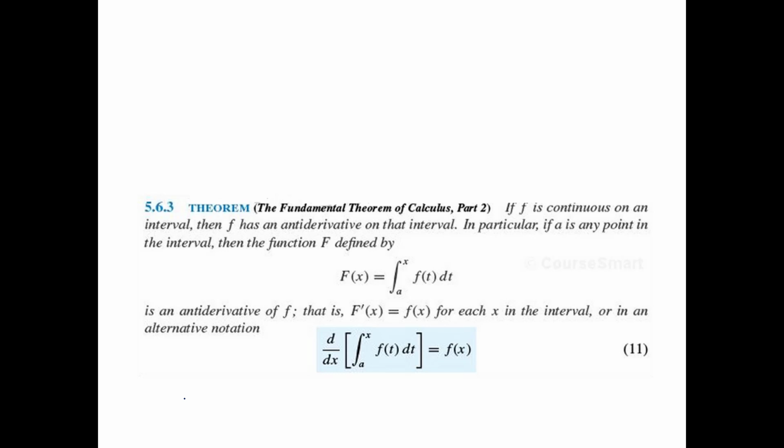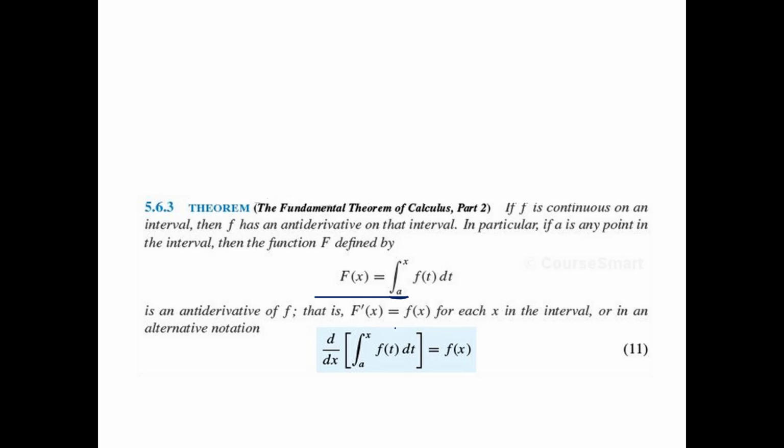Right? So a function is just a rule that assigns to each input only one output, and there's lots of different ways of defining functions. Now that we have a definite integral, here is a way of defining a function. So it turns out that if f is continuous on an interval, then f has an antiderivative on that interval. In particular, if a is any point in the interval, then the function F, defined by F of x equals the definite integral from a to x of f of t dt, is an antiderivative of f. That is, F prime of x is equal to f of x for each x in the interval. Or in alternative notation, the derivative of this function is the function that you started with.